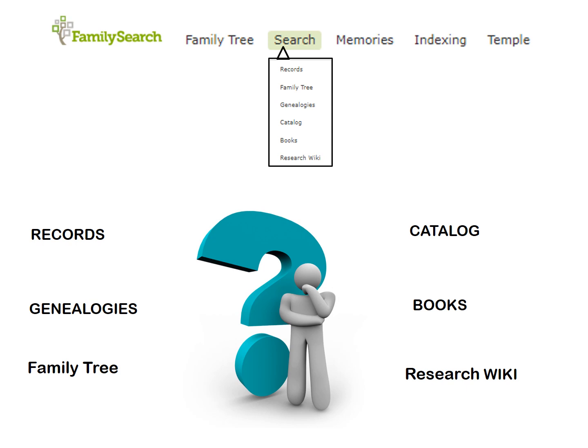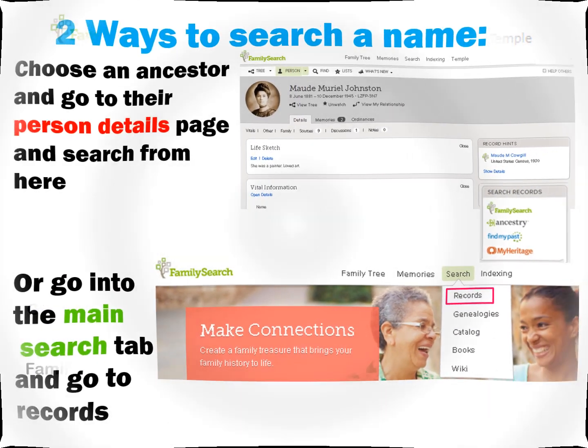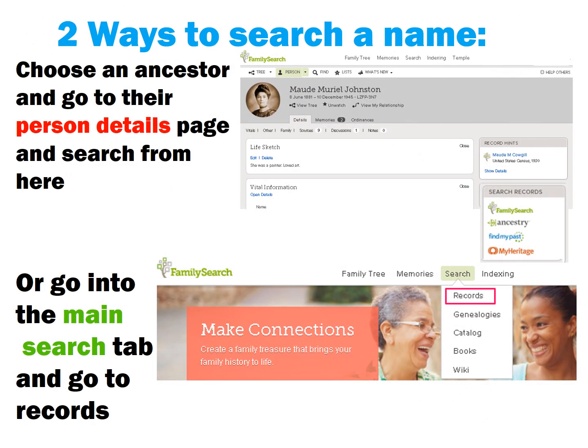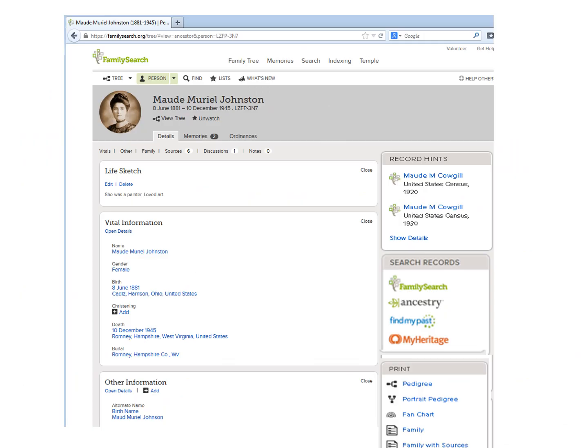I will start with records. There are 2 ways to search for a name. Choose an ancestor and go to their person details page, or go into Records in the main Search tab. I would start with the details page first. I can review and attach hints, or I can search here in FamilySearch.